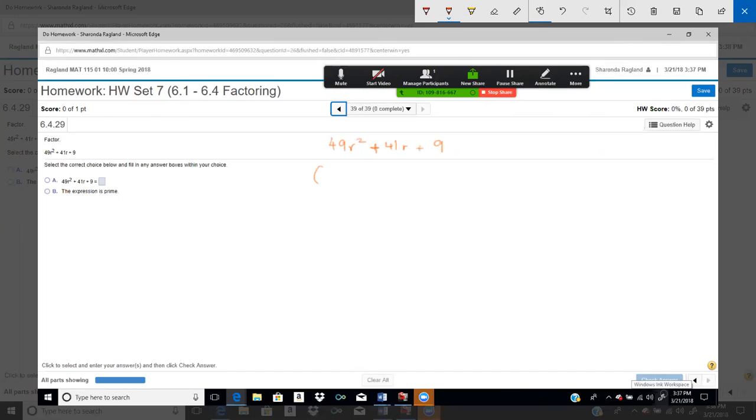Everything's positive, so when we factor it, everything will be positive. R squared will split up to r and r. Then we've got to find combinations of 49 and 9 that's going to give me a middle term of 41. So for 49, we have 1 and 49 and 7 and 7. Okay, and then with the 9, we have 1 and 9 and 3 and 3. Normally when we have these doubles, I always start with those first. All right, so for 49, let's try the 7r, 7r, okay?